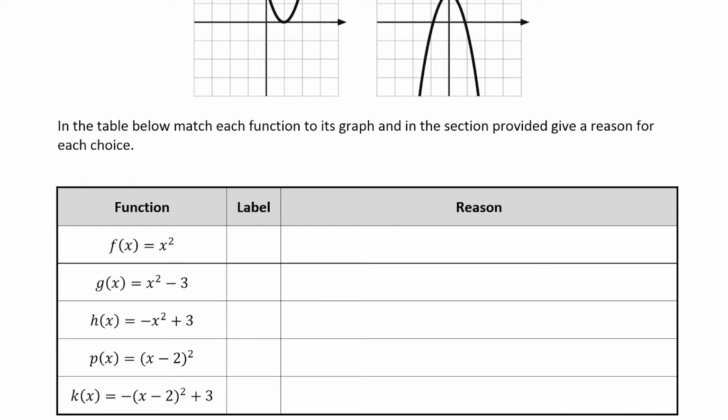So we have f(x) is equal to x squared, g(x) is equal to x squared minus 3, h(x) is equal to minus x squared plus 3, p(x) is equal to (x minus 2) squared, and k(x) is equal to minus (x minus 2) squared plus 3. So we're going to start with f(x) is equal to x squared. Now let's go up and have a look at our graphs.